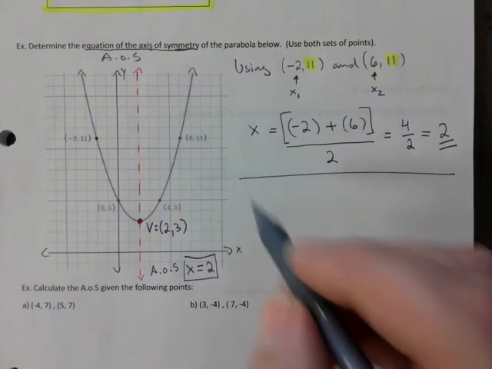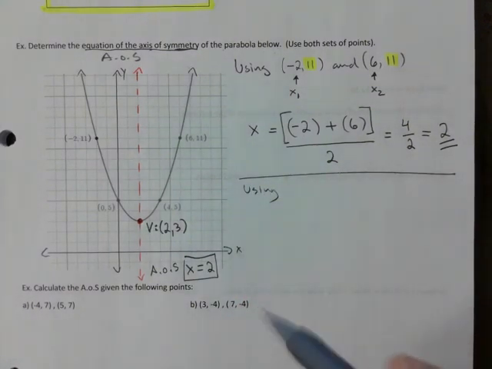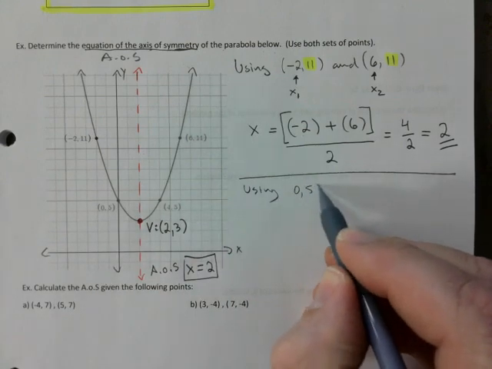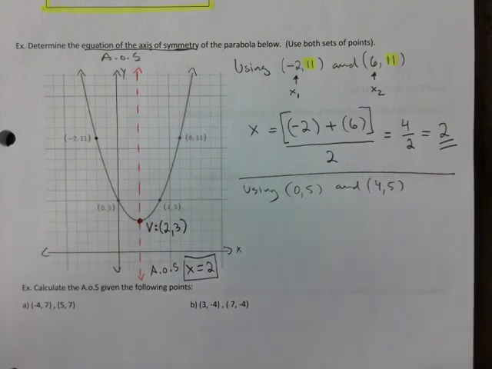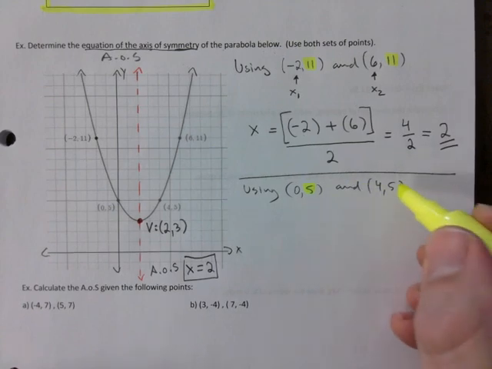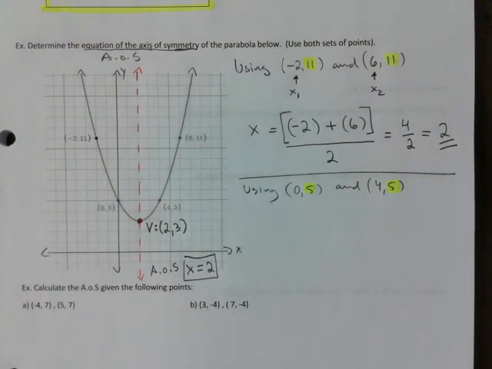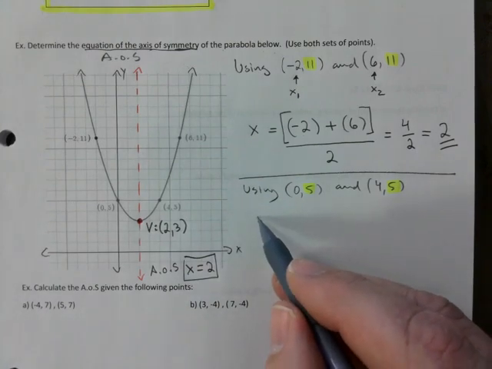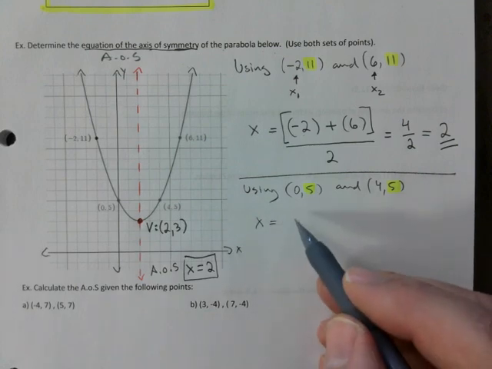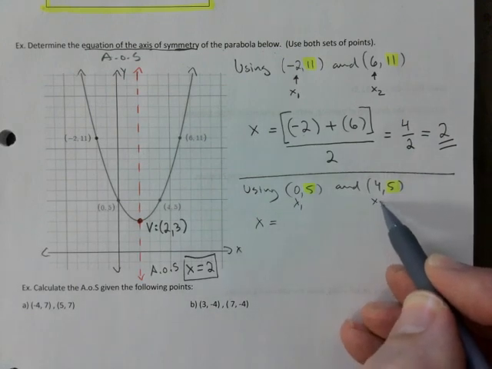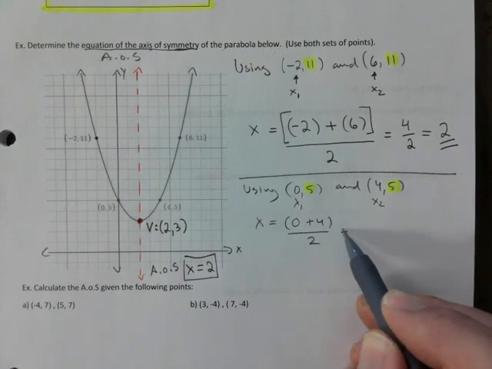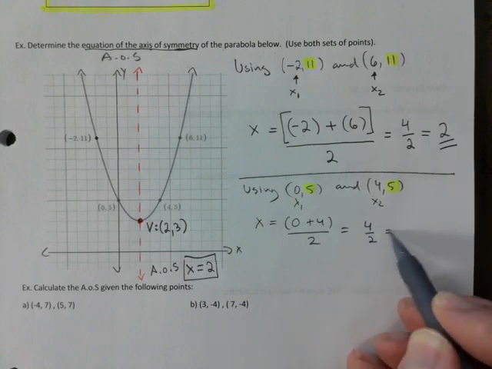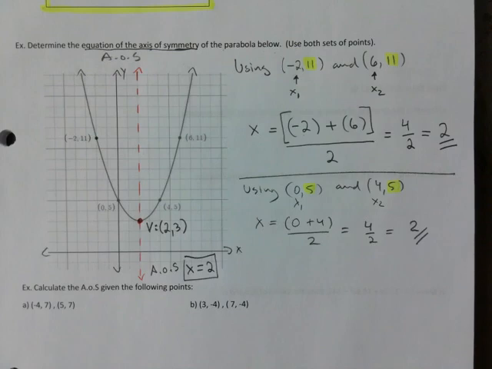One more. Using 0, 5 and 4, 5, you notice that they have the same height, which means they're right opposite each other. X is equal to, this is x1, this is x2. So you go 0 plus 4 divided by 2. Guess what? It's still 4 divided by 2. It is still 2. So the axis of symmetry doesn't change.